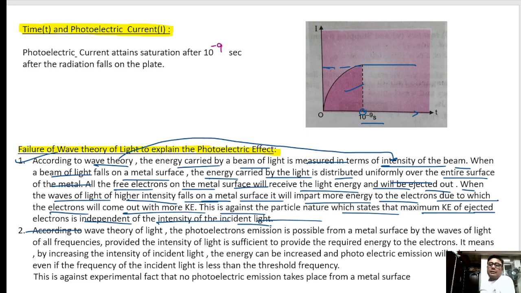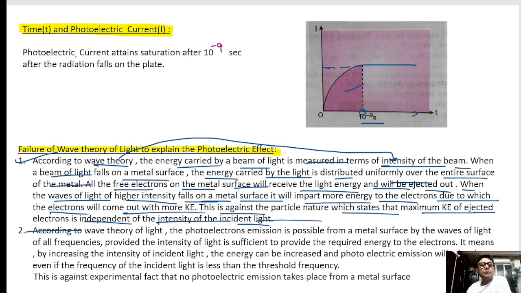They are telling that if incident light falls on the metal surface, the energy is distributed uniformly over the entire surface of the metal. All the electrons on the metal surface will receive the light energy and will be ejected out. But it is seen that when light of higher intensity falls on a metal surface, it will impart more energy to the electrons, due to which the electrons will come out with more kinetic energy. This is the failure.